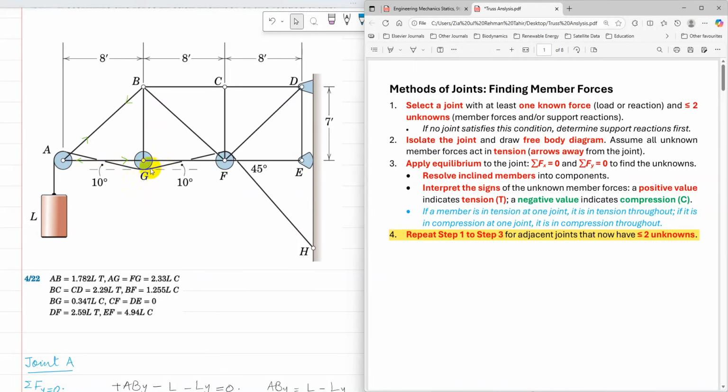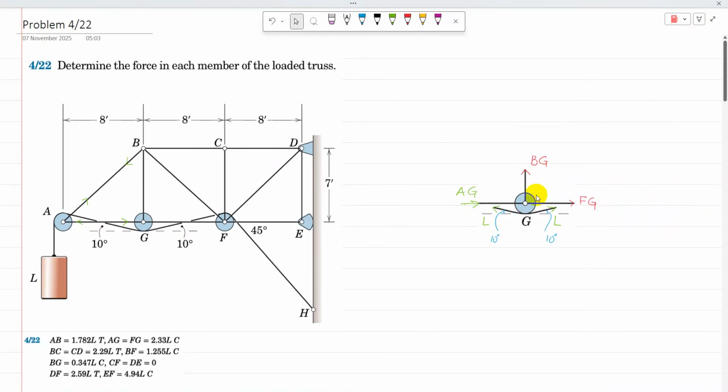And again at G, the tension in the cable is on both sides, and that is still equal to L. Both sides' tension makes an angle of 10 degrees with the horizontal. That 10-degree angle is used to find the components of tension on both sides of the pulley. Now joint G is isolated. Unknowns BG and FG are assumed in tension.